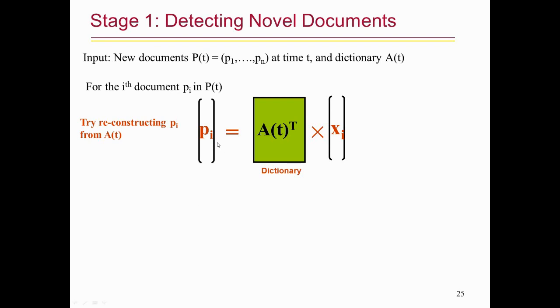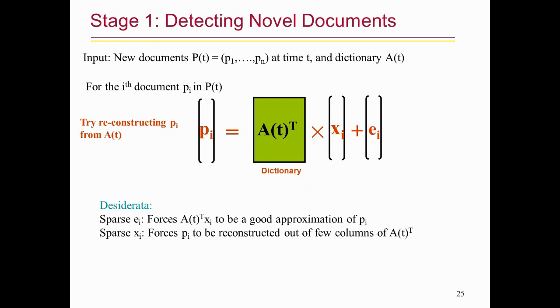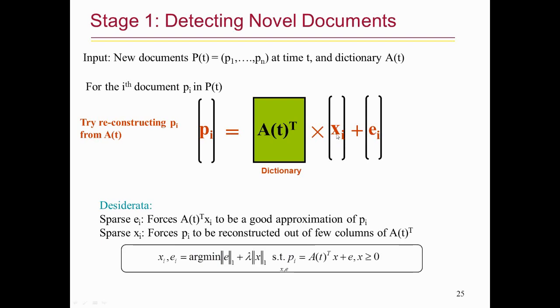the idea in detecting new documents is that a new document comes in and we try to represent the new document as a combination of the existing topics, which we call the dictionary, right? This may not be possible. There may be minor errors, and we want the errors to be small as well. So we want E to be sparse, and we want X to be sparse because we are combining only a few of those existing topics in order to do that.